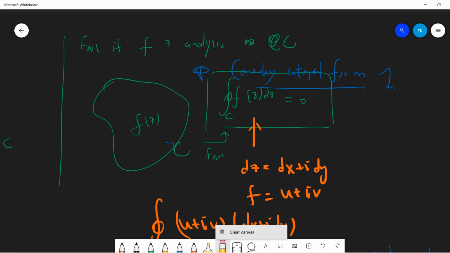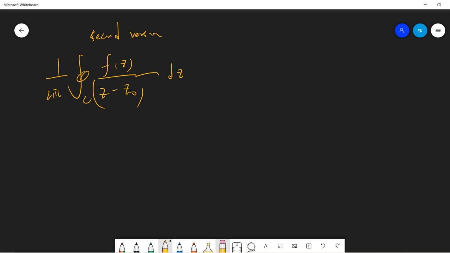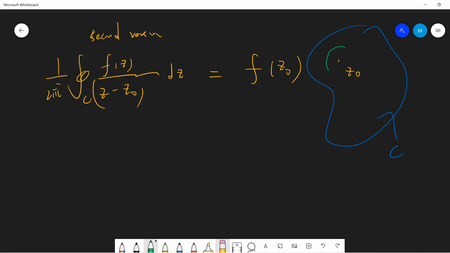Okay, so next, now we can prove a second version. The second version is a consequence of the first version. Then after that, we will prove the third version, basically the derivative version. Okay, so now z0 is inside a closed C. And the proof is very simple, right? Because if I assume that z0 is an interior point of C, then I can choose a very small epsilon ball, and this ball will fall inside C.